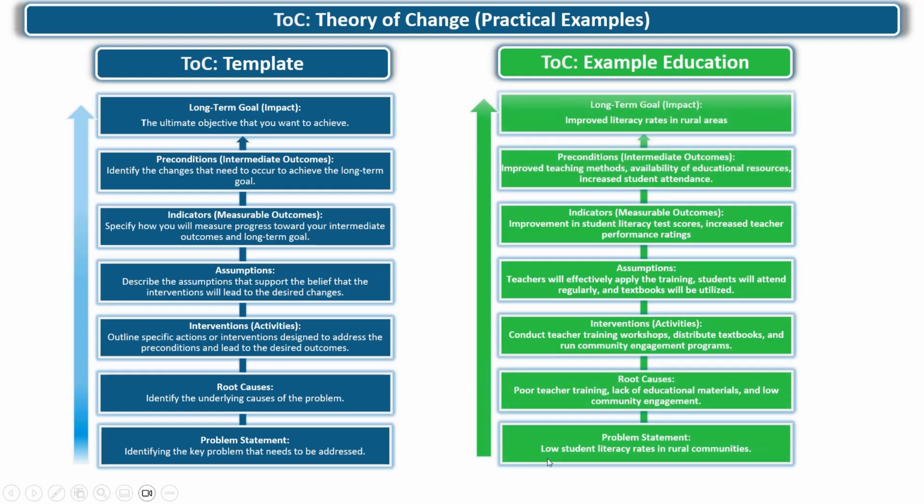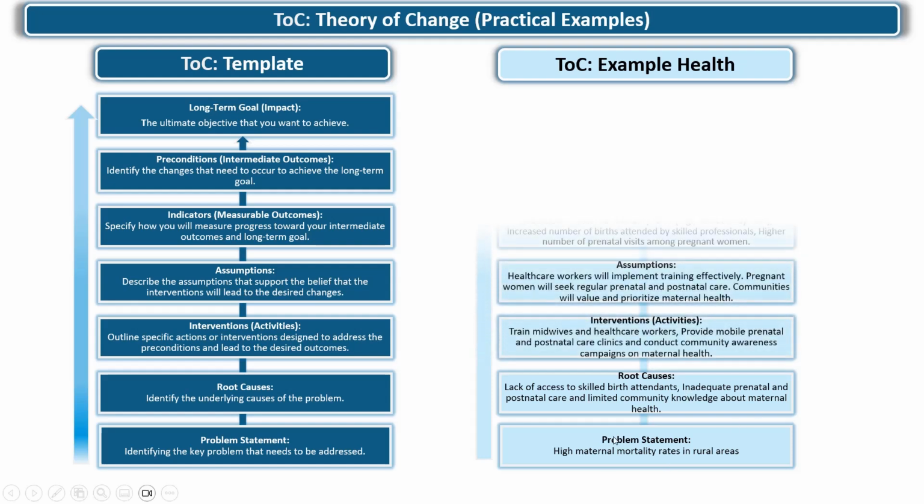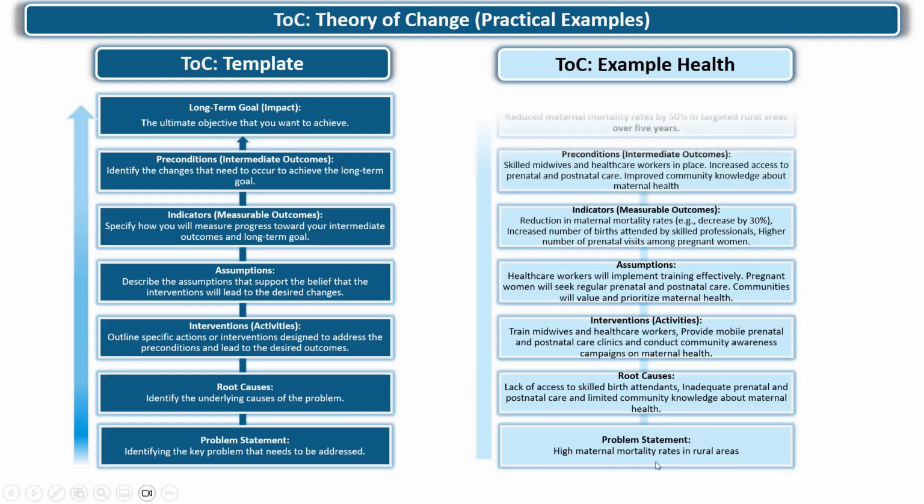Problem statement, low students literacy rates, and then it goes to the root causes, intervention, assumptions, indicators, outcomes, and long-term goals. Here is an example for health sector. It starts with a problem statement, high maternal mortality rates, and then the root cause is lack of access to skilled birth attendance, inadequate prenatal and postnatal care, etc.